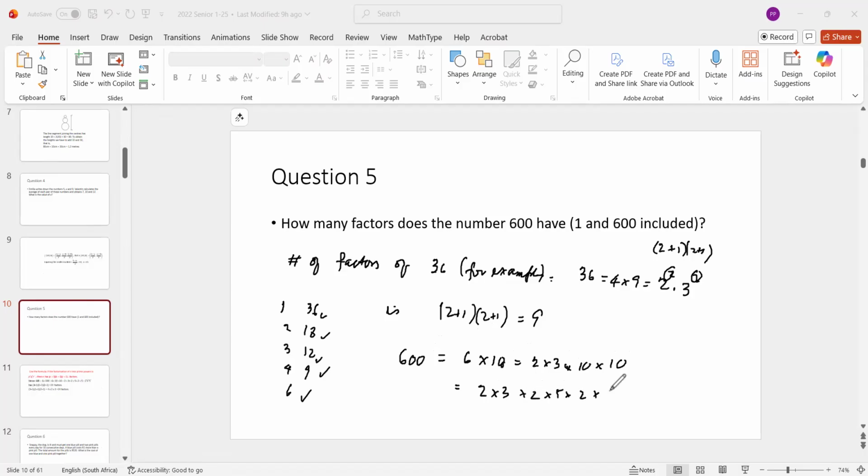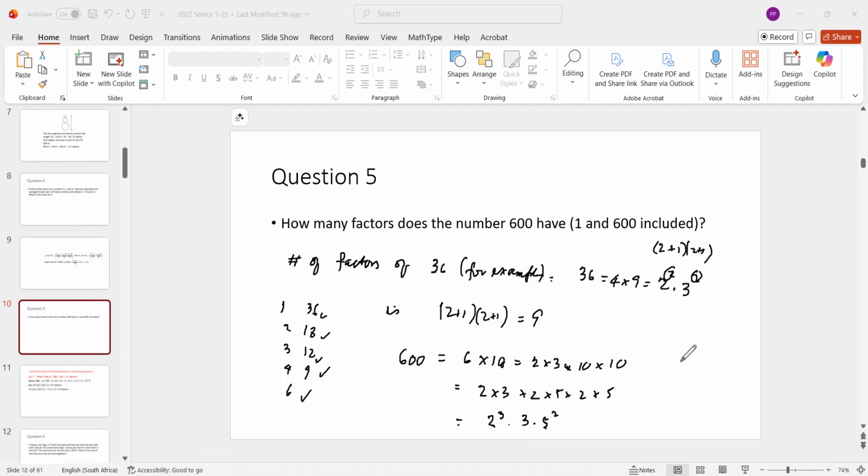And now, in this factorization, you cannot factorize any further. You see you've got 3 2's, which makes it 2 cubed, and 1 3, and you got 2 5's. So this is the factorization into powers of primes. These are prime numbers, right?